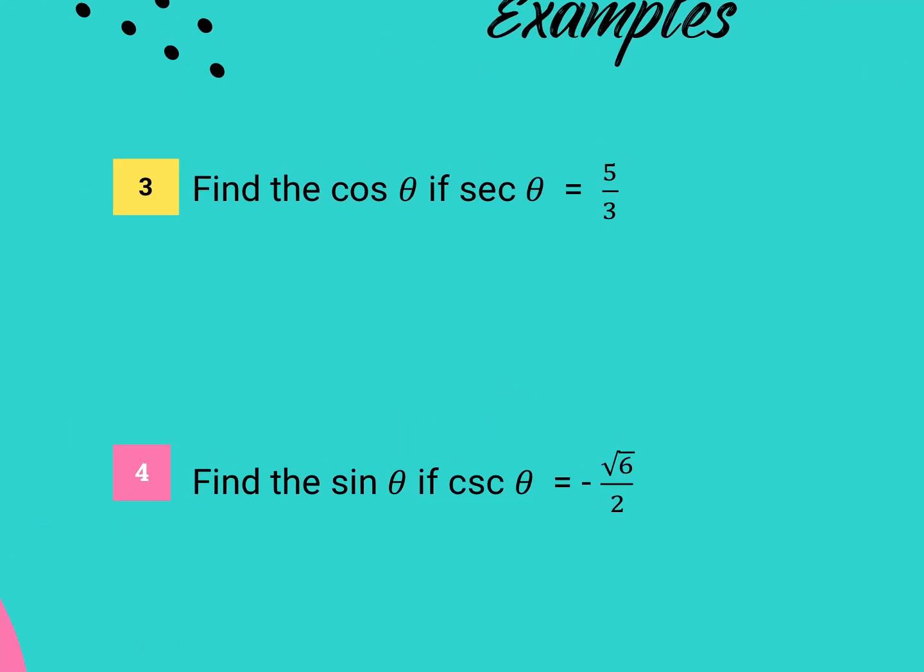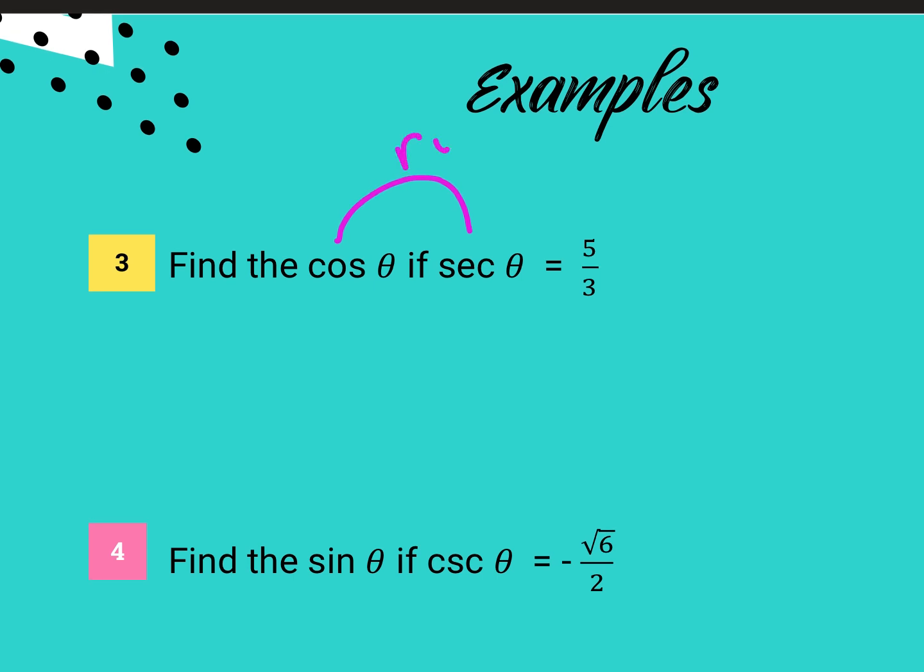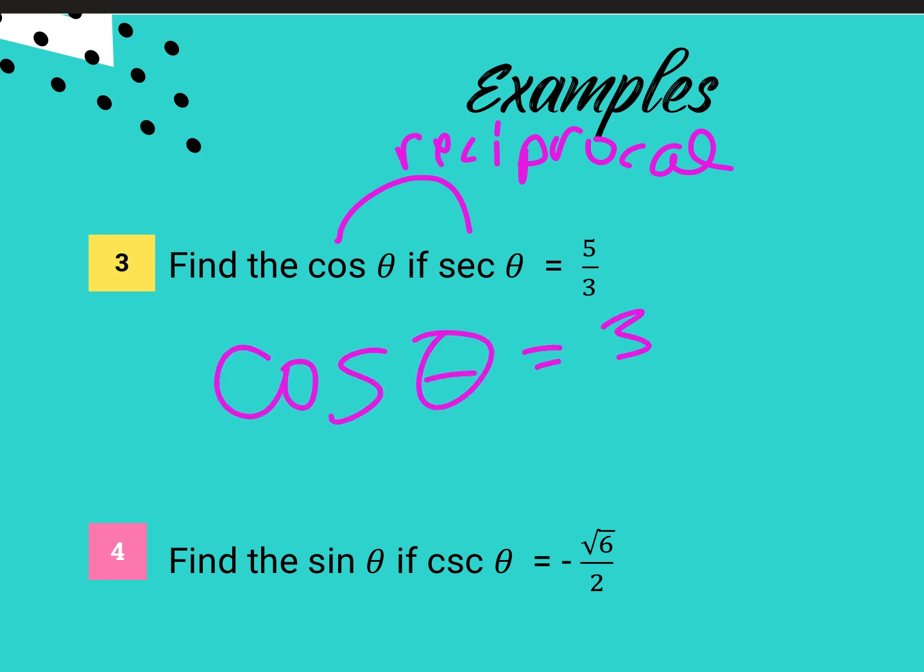So let's look at this question. It says, find the cosine of theta if secant theta is 5 over 3. They're giving us so much information here. What do you know about cosine and secant? They are reciprocals of each other. This is a really easy question, guys. If you know the secant is 5 over 3, then what's the cosine? 3 over 5. That's it.